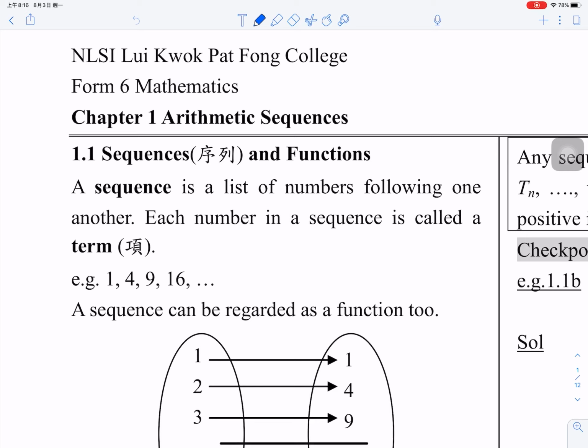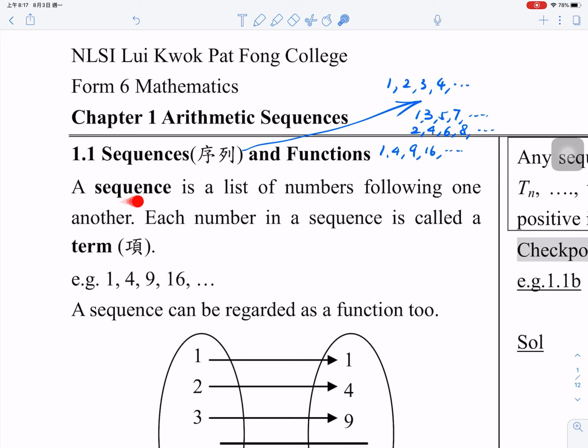That means we have a certain order. For example, 1, 2, 3, 4, and etc. For example, 1, 3, 5, 7, and then goes on. 2, 4, 6, 8, and then goes on, right? Or sometimes 1, 4, 9, 16, and then goes on. Those of them are sequences.